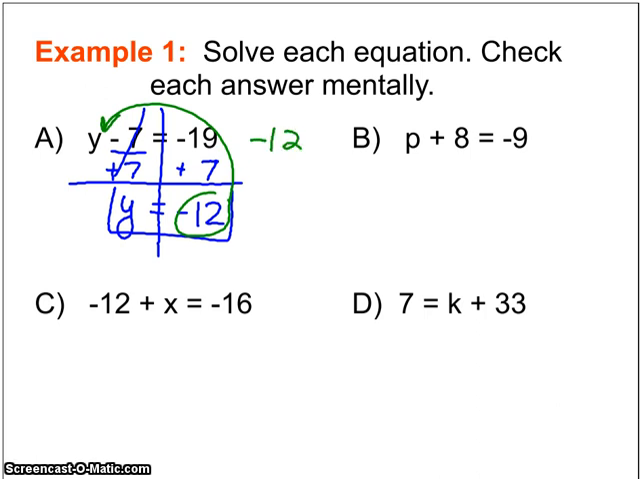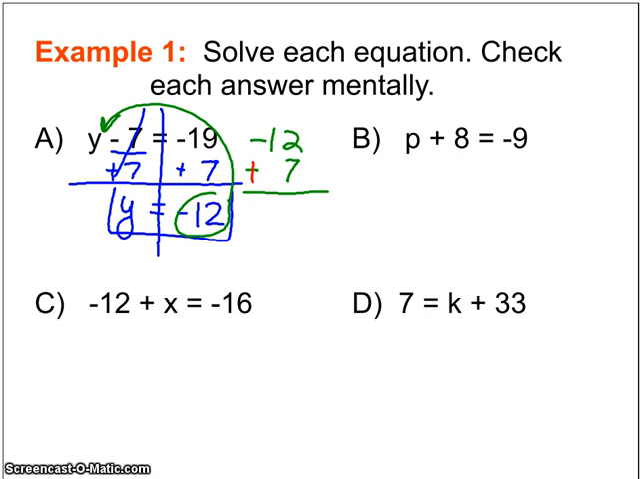Y this time is negative 12. From that, we are subtracting 7. Now, Panthers, we have a subtraction sign, so stop and think about the rules for subtracting. Remember, instead of subtracting, we add.